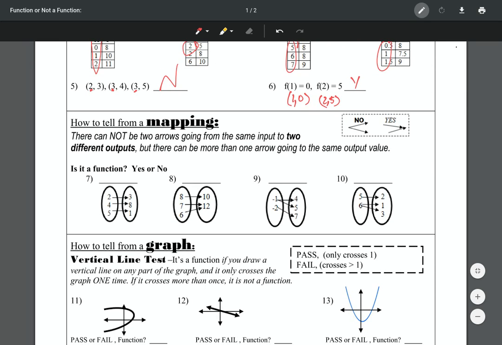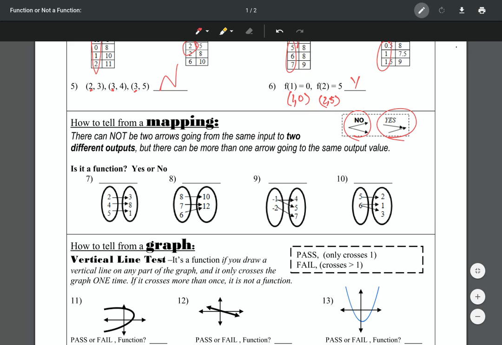Let's take a look at the mapping area. There cannot be 2 arrows going from the same input to 2 different outputs. So just look at these right here. This is a no, and this is a yes. But there can be more than one arrow going to the same output value. So is it a function, yes or no?